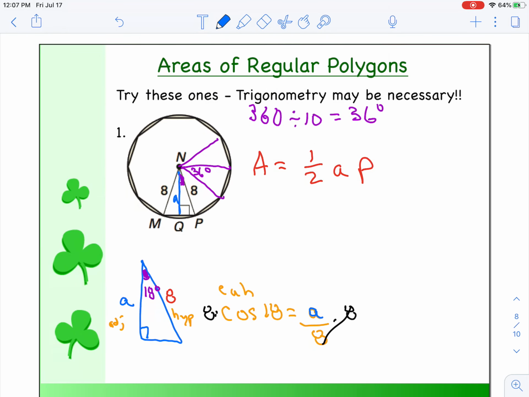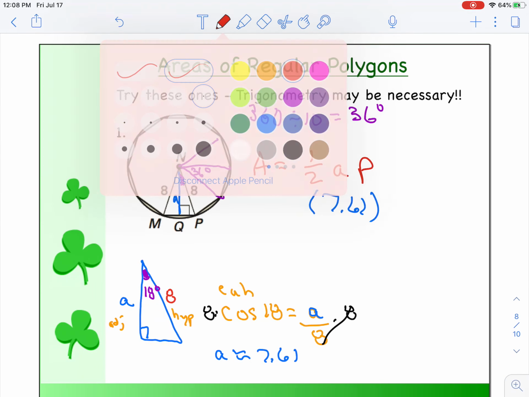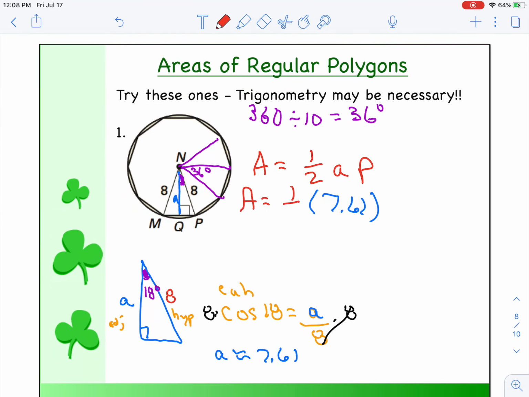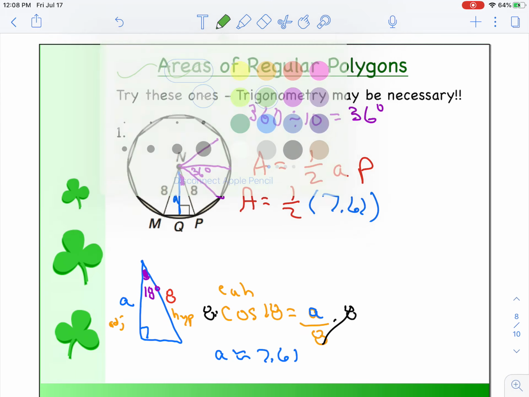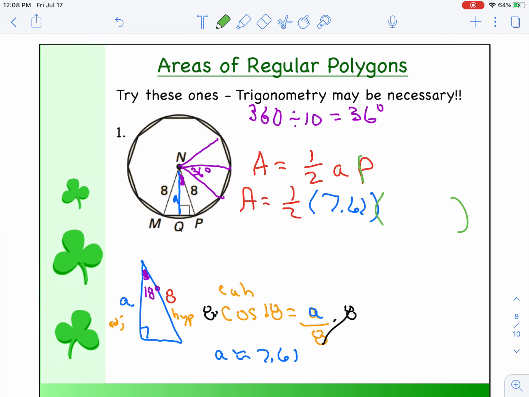Now I can just take cosine of 18 times 8, but I'll just go ahead and show you. You can multiply each side by 8. So I'm going to take 8 times the cosine of 18. And that gives me my A value, or my apothem, approximately 7.61. So I found something I can plug in, 7.61. Okay, so I know my area is 1/2 the apothem. Now I need to work on finding the perimeter.